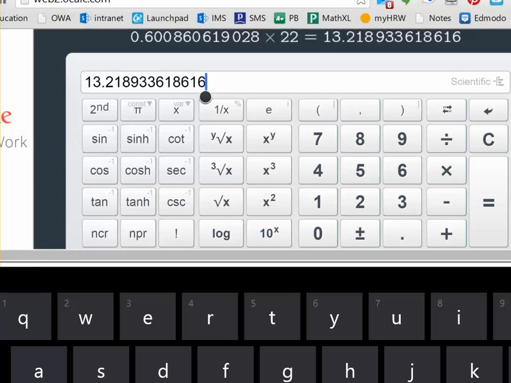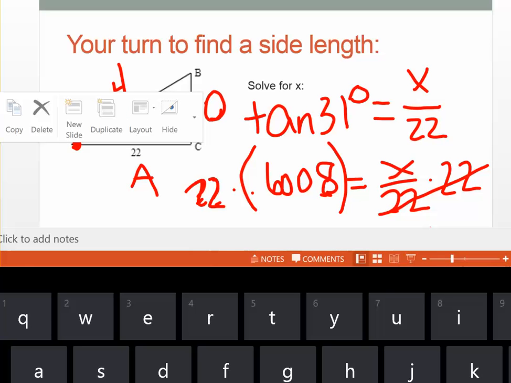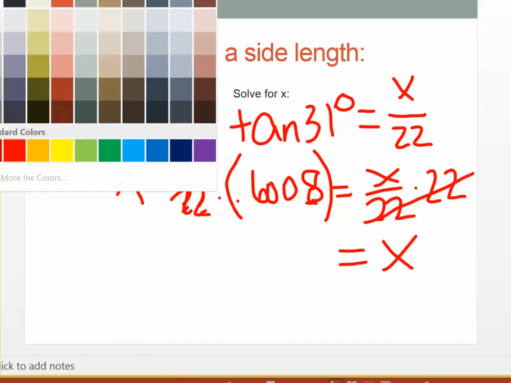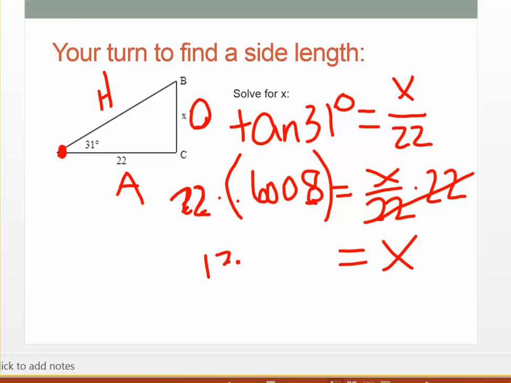Okay, and we get about 13.22. So 13.22 is our answer there. Okay. All right, let's go to the next example.